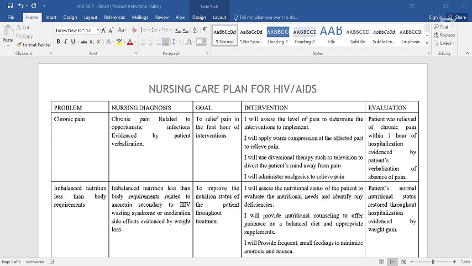Then we move to our evaluation. Our evaluation is patient was relieved of chronic pain within an hour of hospitalization, evidenced by patient's verbalization of absence of pain. Like I have said, the pain is relieved, and the time frame according to us here is an hour, but it can be 2 hours since it is chronic pain. Then again, we move to the next problem.